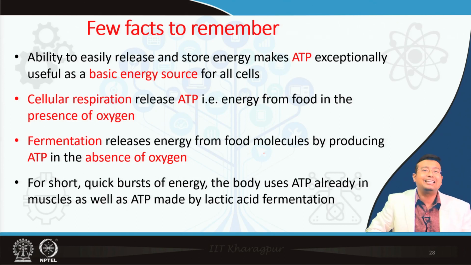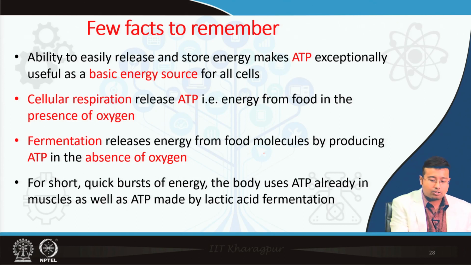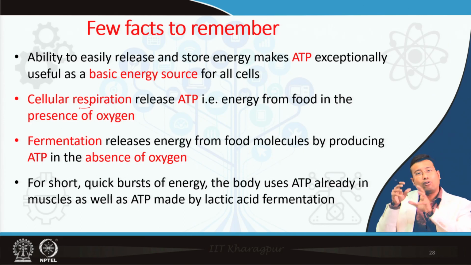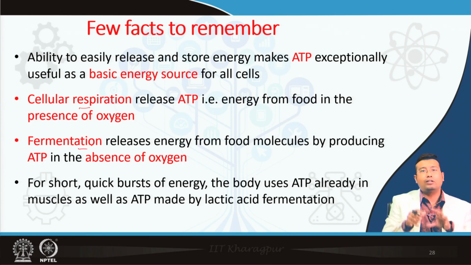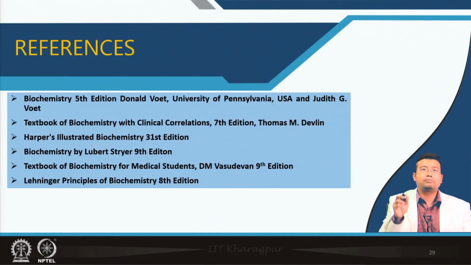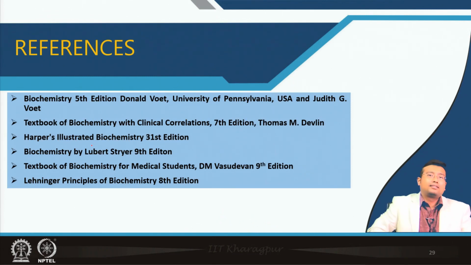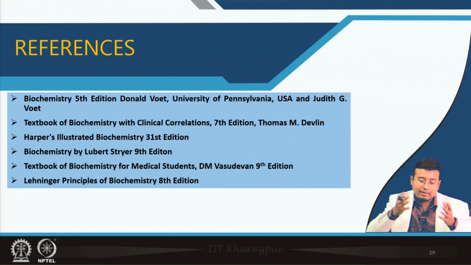How do we produce ATP? If oxygen is present, it is produced by cellular respiration. If oxygen is absent, we produce it via fermentation. And for a quick burst of energy, the body utilizes the ATP that is already present or that is made in the muscle by lactic acid formation, as well as various other metabolic steps that make ATP. So, these are the few concepts that have been covered in lecture 1.